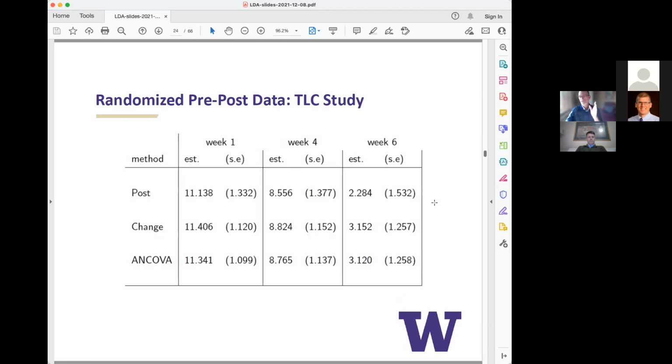If I'd done it time by time as pre-post only data, everything lines up beautifully with Frisson and Pocock. If I looked at the week 1 effect, post-only, change, or ANCOVA, all around 11 points. The standard error, post-only 1.3, which is bigger in this example than change, which is not much bigger than ANCOVA. We saw on the prior slide, if you assumed a common correlation, it's somewhere between 0.5 and 0.8. So it's in that relatively high pre-post correlation where change can still be competitive. Similar patterns at week 4 and similar patterns at week 6.